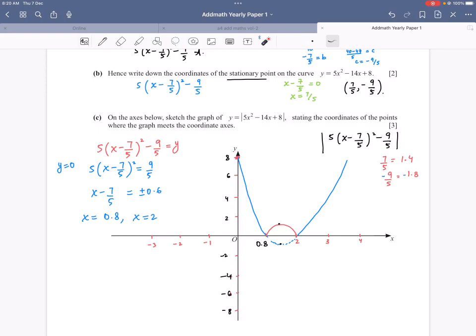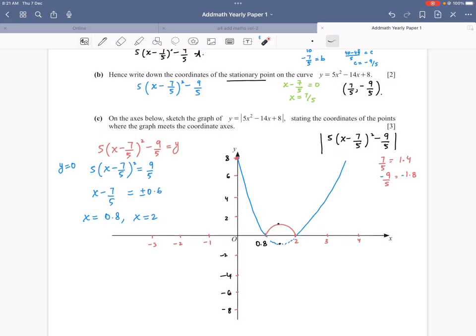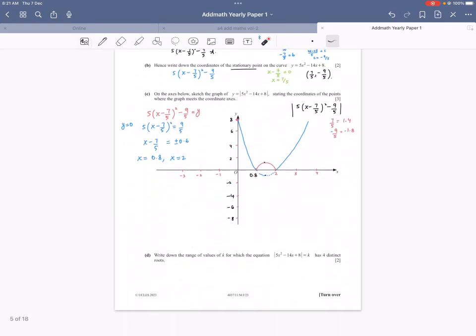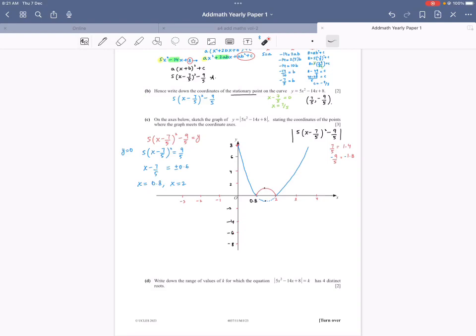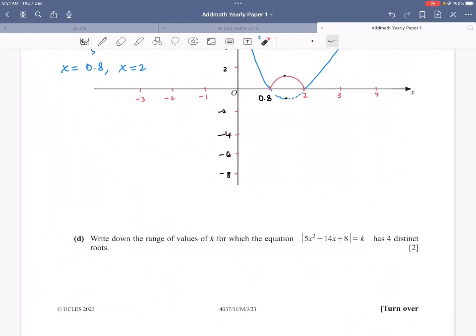Keep in mind that whenever you are sketching, the distance on the x-axis should be equal, the distance on the y-axis should be equal. You need to mark your distance with the help of a scale. And that's how your graph looks in this third part. After that, write down the range of values for which this equation equals k has 4 distinct roots. Now first you need to understand this equation, what it states. Basically, this whole modulus thing equals y as stated above. So y equals k.